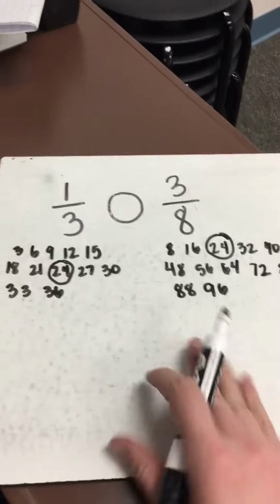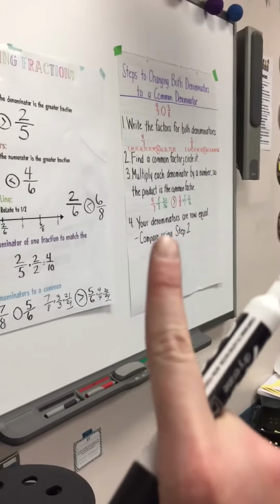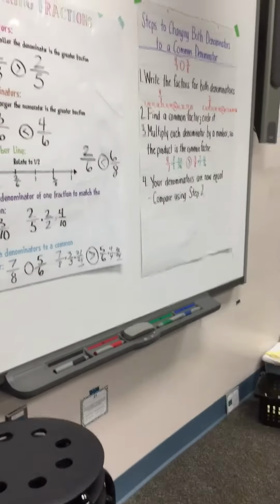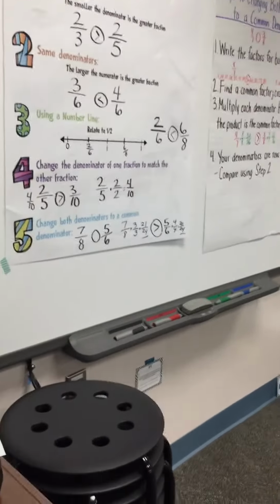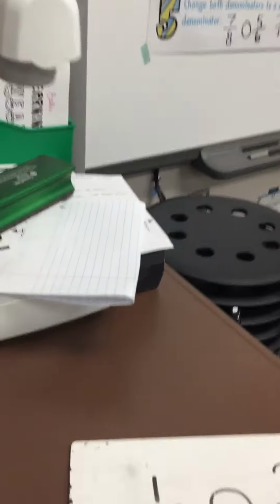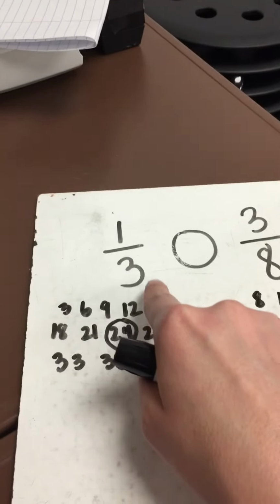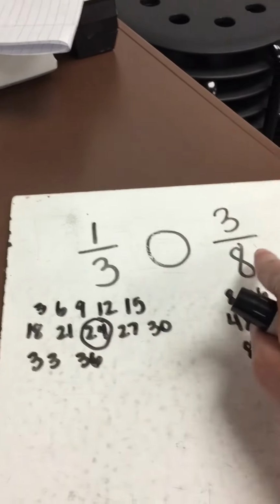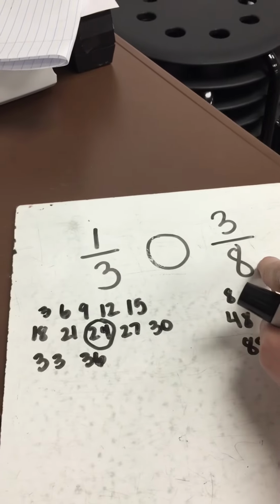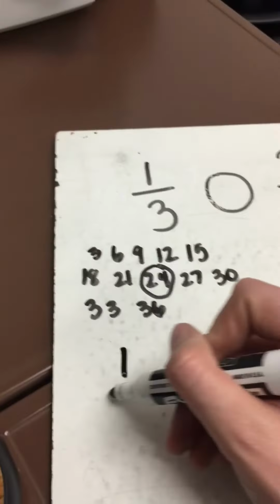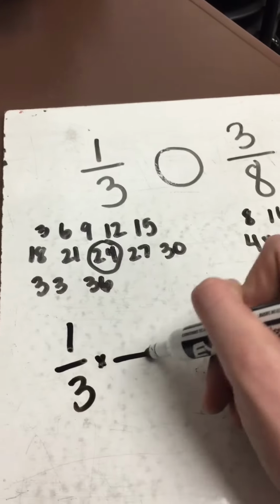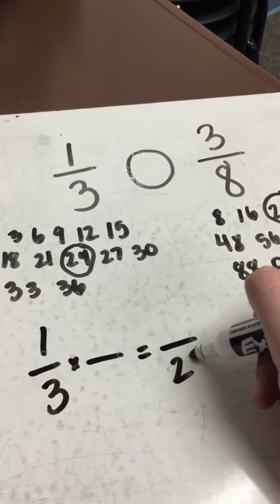So what I'm going to do now, my 3rd step, when I say 3rd step, I'm referring to this anchor chart. Your kids used this anchor chart a lot today, so they should be familiar with it. I'm going to multiply each one of these denominators so they equal 24. So it looks just like this. I say 1/3 times equals 24ths.